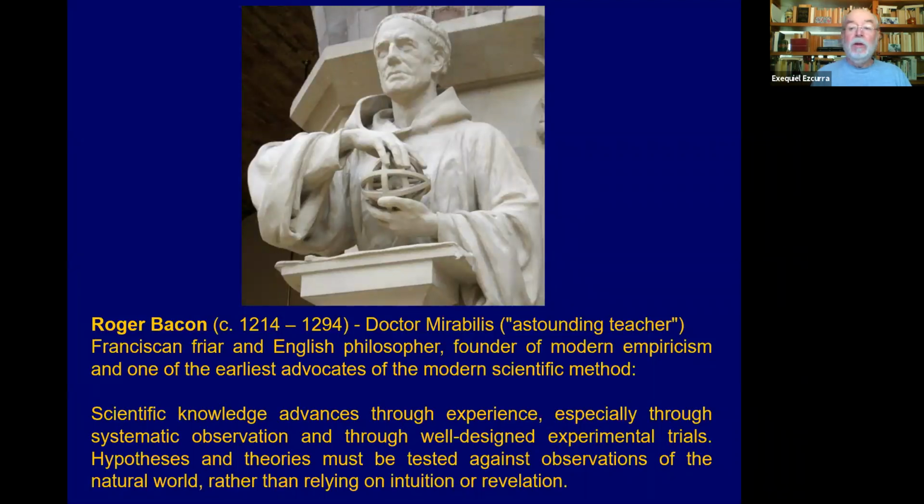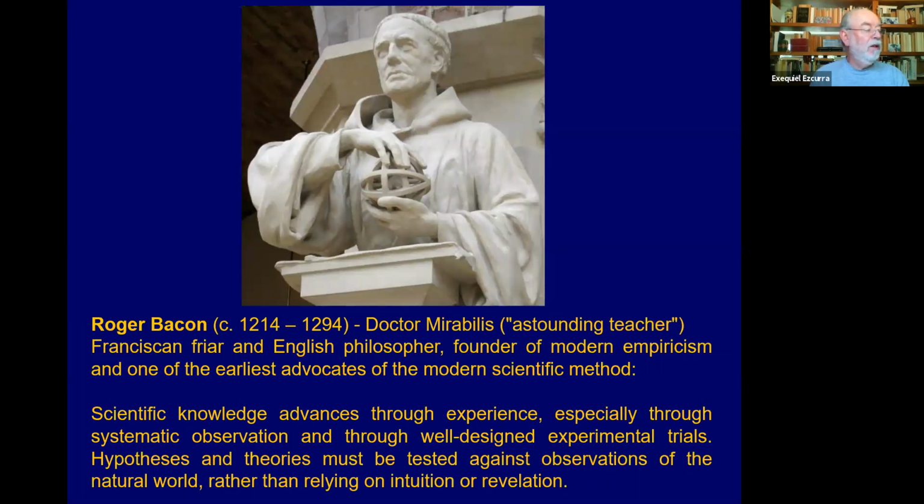Roger Bacon, not to be confused with Francis Bacon, who lived many centuries later, was a Franciscan friar and English philosopher in Oxford, and then he moved all over Europe with his teachings. He was a philosopher, and he founded a whole complex of methods known as empiricism, and he was one of the earliest advocates of the scientific method.